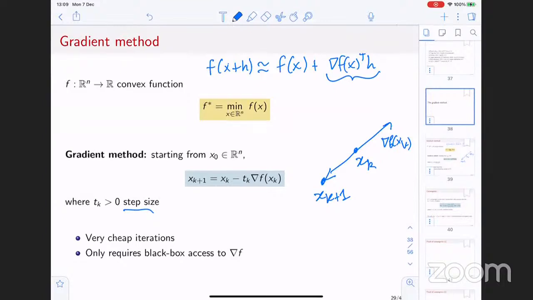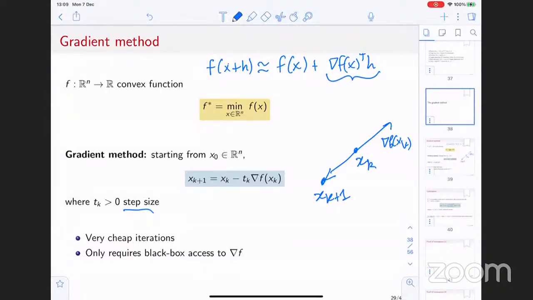Yeah, so as I said, the iterations are very cheap. You just need to update the vector xk by adding to it another vector, the gradient. And note that the only thing that we need about the function is just what we call a black box access to the gradient. So you just need a way to compute the gradient of f at a given point.